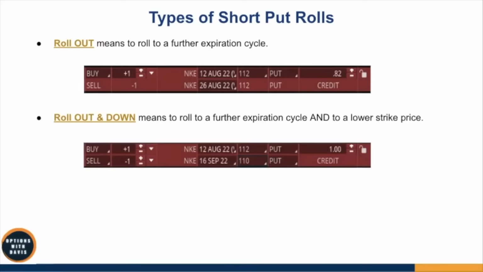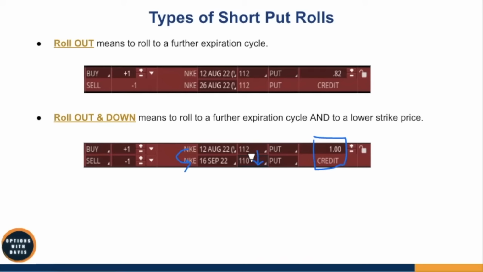The next type of roll is rolling out and down. That's a combination of two rolls. Basically, you're rolling to a further expiration date, and then you're rolling down to a lower strike price. For this, you should be able to get a credit, because whenever you're rolling out, you get more extrinsic value, and you can use this extrinsic value to offset the lowering of your strike price.